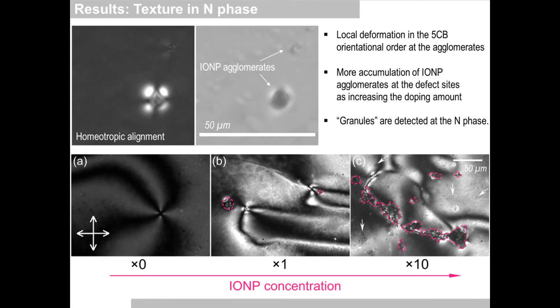When we mix the nanoparticles at a low amount and prepare a surface-coated glass cell with homeotropic alignment, the local deformation in the 5CB orientational order at the agglomerates can be observed. If we check this in a heterogeneous planar alignment, we have more accumulation of particle agglomerates at the defect sites as increasing the doping amount. And interestingly, granules are detected at the nematic phase region, which correspond to the agglomerates of the nanoparticles.